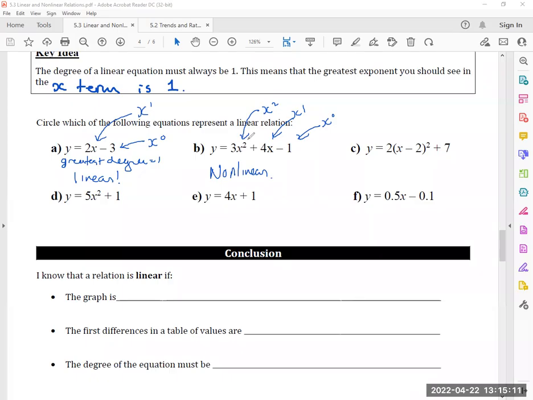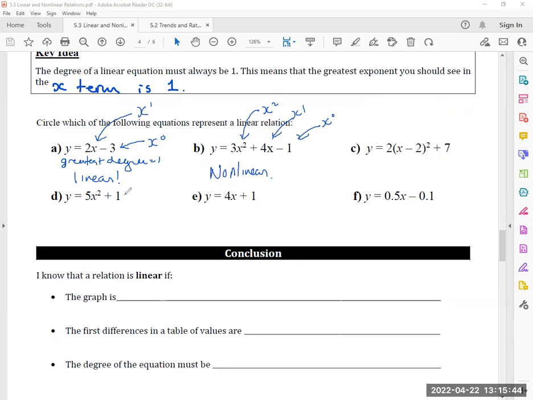Now I could guarantee that if you decided to do a t-table, a t-chart, plug in a 0, plug in a 1, plug in a 2, plug in a 3, and get all these values and then subtract, you will see that these first differences are not going to be the same. I'm not saying you can't do it that way, but this is the relationship that we see. Every time it's an x to the power of 1, it's always giving us a straight line. If it's not, it will never.